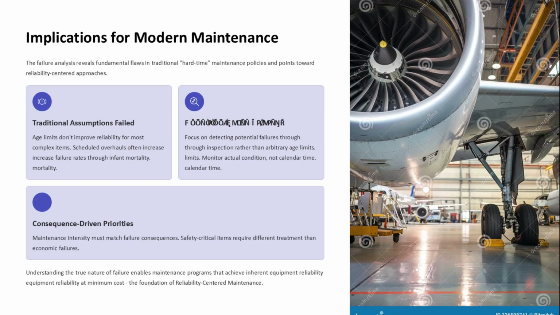The analysis reveals that traditional, hard-time maintenance policies often fail to improve reliability. Instead, consequence-driven priorities and monitoring actual conditions are essential for effective maintenance strategies, ensuring equipment reliability at a minimum cost.